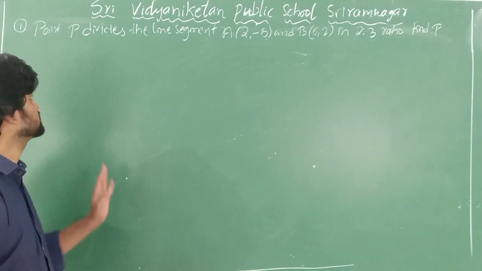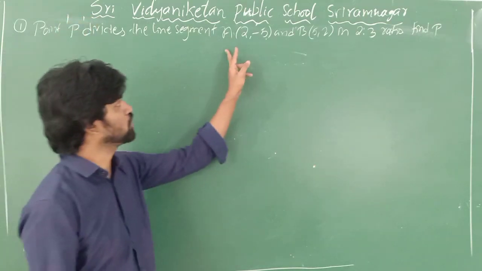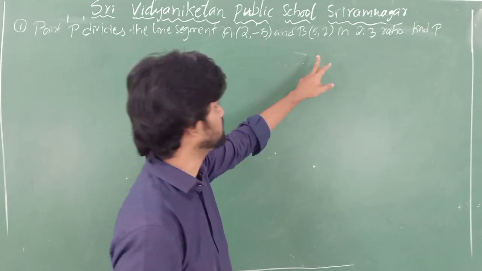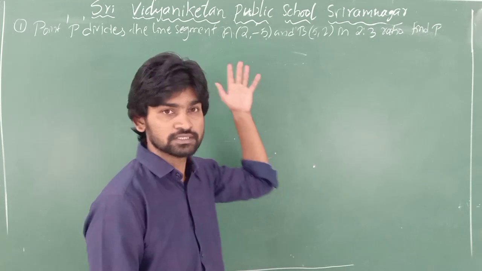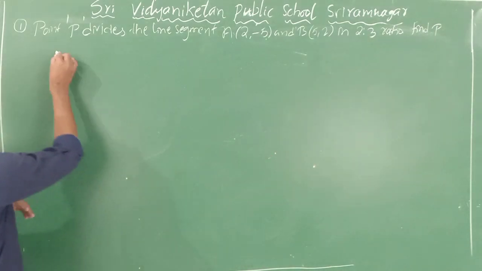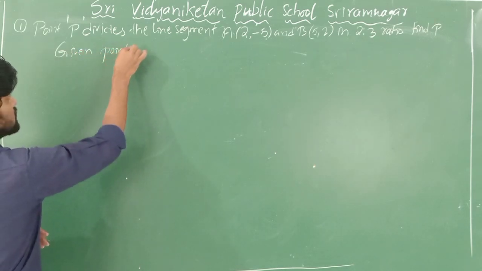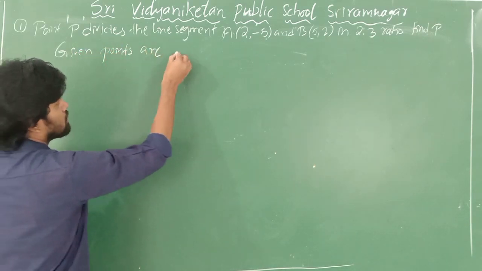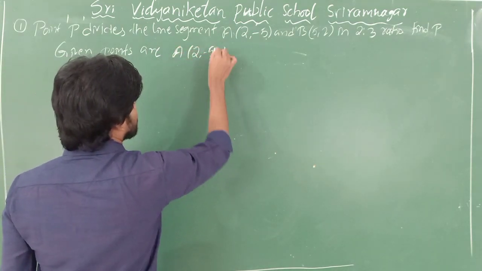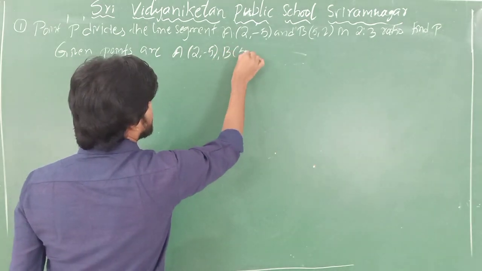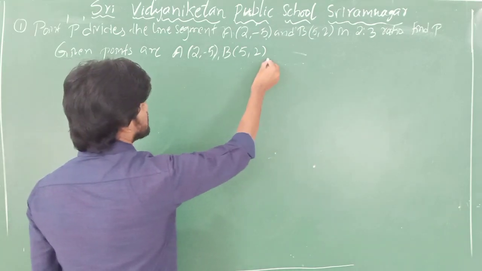See children, I have a question here. Point P divides the line segment joining A and B, two points given, in the ratio 2:3. Find the value of P. This is the question. Now first take the given points. Given points are A(2, -5) and B(5, 2).